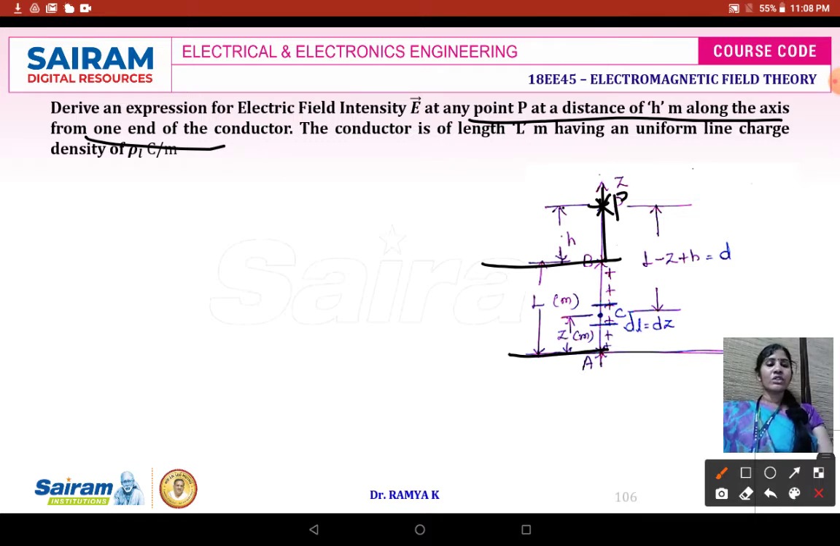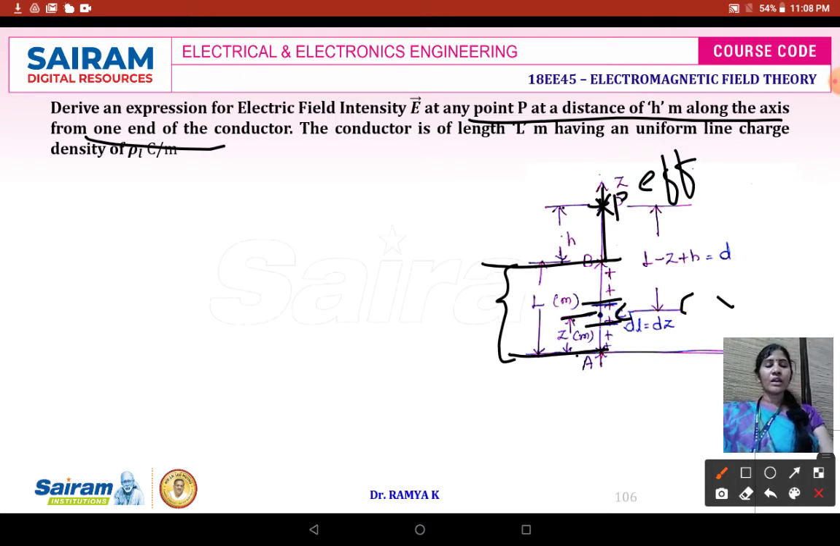So which is your cause and which is your effect? This is your effect. Why? Because it is the point where we need to identify the value of electric field intensity. And the cause is, among this line charge density we have to consider a differential elemental length at point C, which is at a distance of z meter from the origin. So this is going to be the cause.